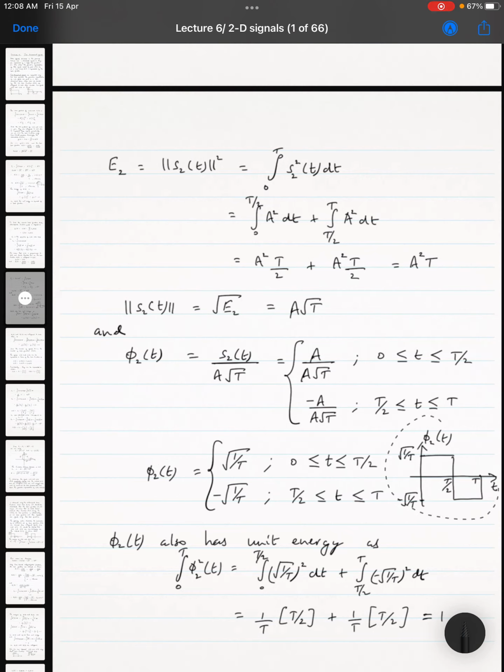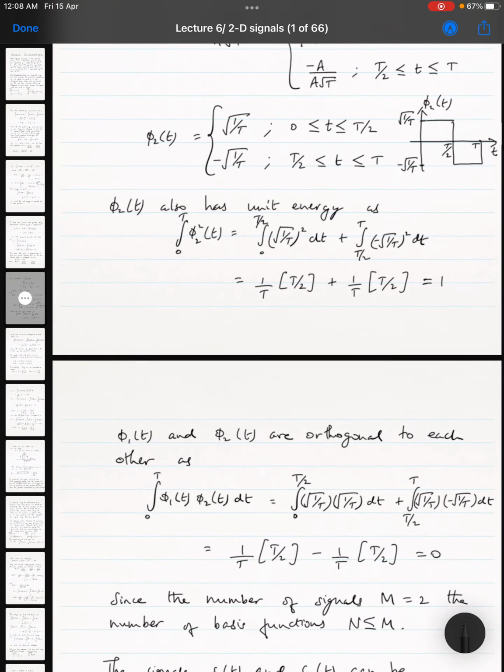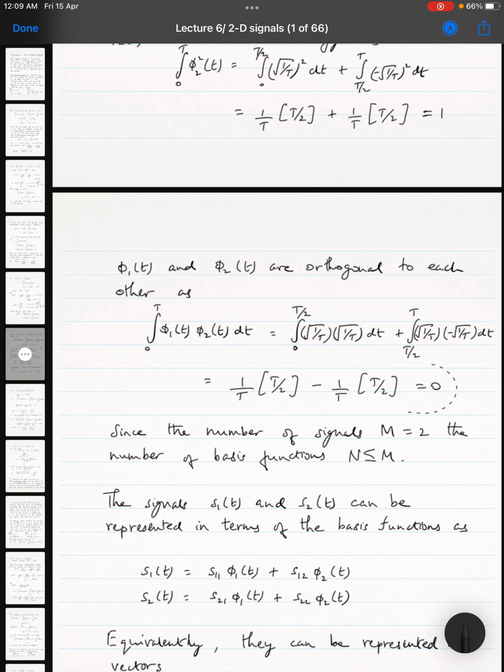Okay, so that's our second basis function phi 2 of t, and again we can verify that phi 2 of t also has unit energy by computing its energy, and as we see here, the energy is equal to 1, confirming that, as should be the property of the basis function, it indeed has unit energy. And next we can also verify that phi 1 of t and phi 2 of t, that is the two basis functions, are indeed orthogonal to each other. So we can compute the dot product between those two and verify that it is equal to 0. Since it's equal to 0, the basis functions are orthogonal to each other, and as we have seen earlier, they both have unit energy. So these are orthonormal basis functions.